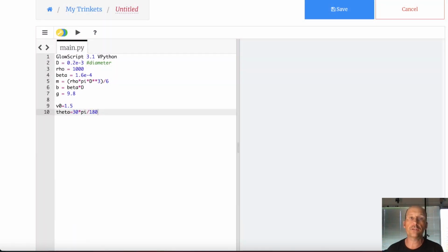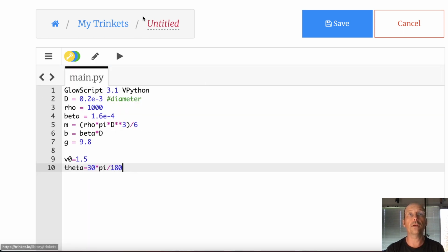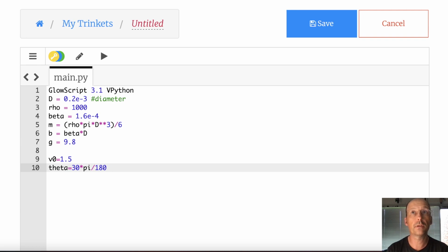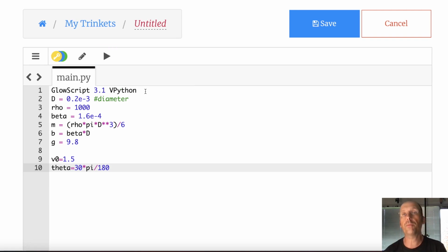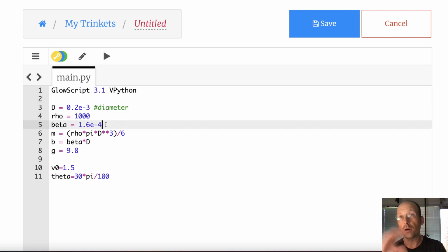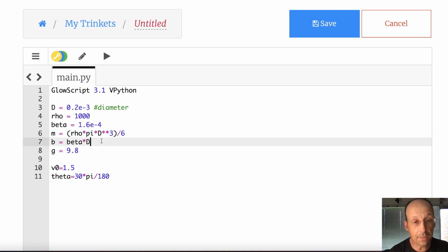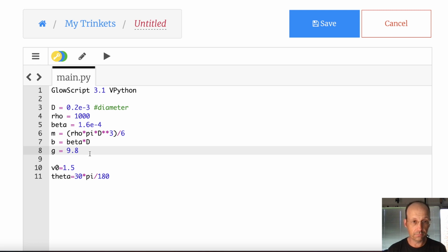So I've already entered some stuff into Python here because it's just not important. Make that super big. So there you go. Let's move this over a little bit. Okay. So this is GlowScript VPython. It's an embedded Python-like environment in a web page. So I already have the diameter, I have the density of the water, I have beta for air in a sphere. I calculate the mass of the drop. That's important. It's just the volume times the density. It's the volume of the sphere. I calculate B, I calculate G, and then I pick the initial velocity and the angle.